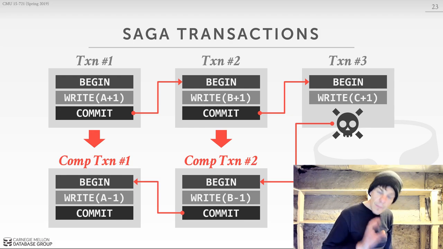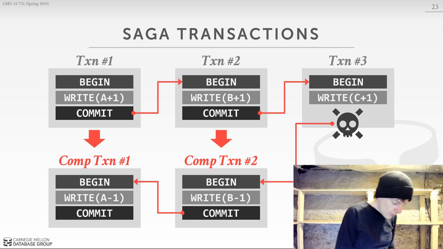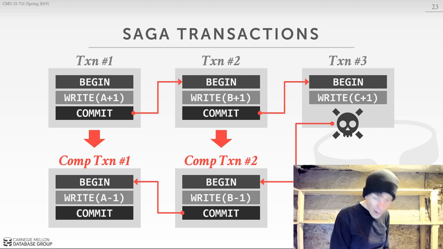So again, the main idea here is that I could write these compensating transactions myself in my application and worry about invoking them in case my chain transaction fails at runtime. But with saga transactions, all that logic is now running inside the data system itself, and it knows how to reverse it as needed. So as far as I know, no data system natively supports chain transactions and saga transactions.